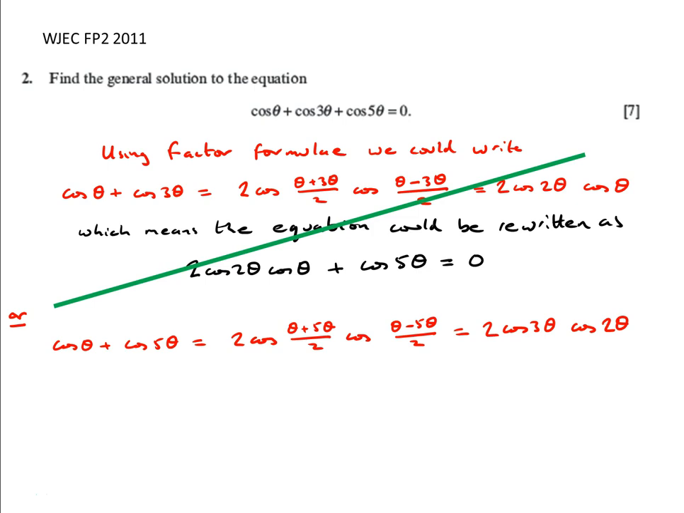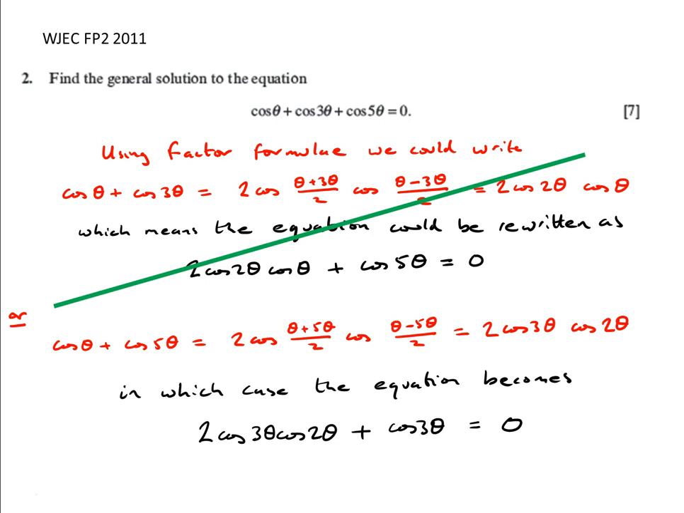And if we try and use that to solve the equation, then cos theta plus cos 3 theta plus cos 5 theta equals 0. The cos theta plus the cos 5 theta becomes 2 cos 3 theta cos 2 theta, plus the cos 3 theta from the middle of the equation, must equal 0. And we've got a factor of cos 3 theta, which will certainly mean that we can make progress in solving that equation.